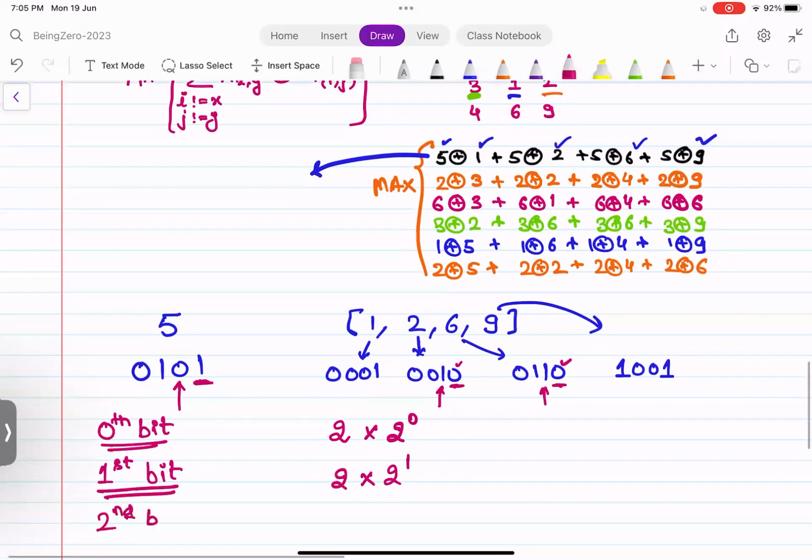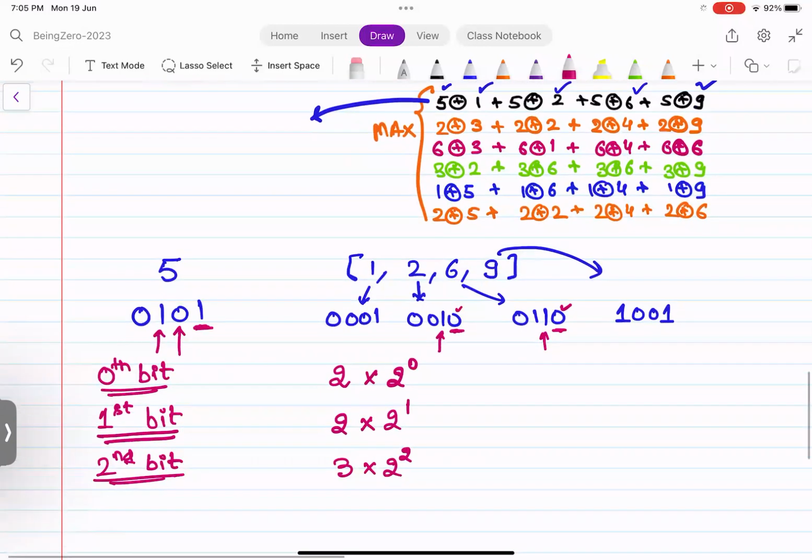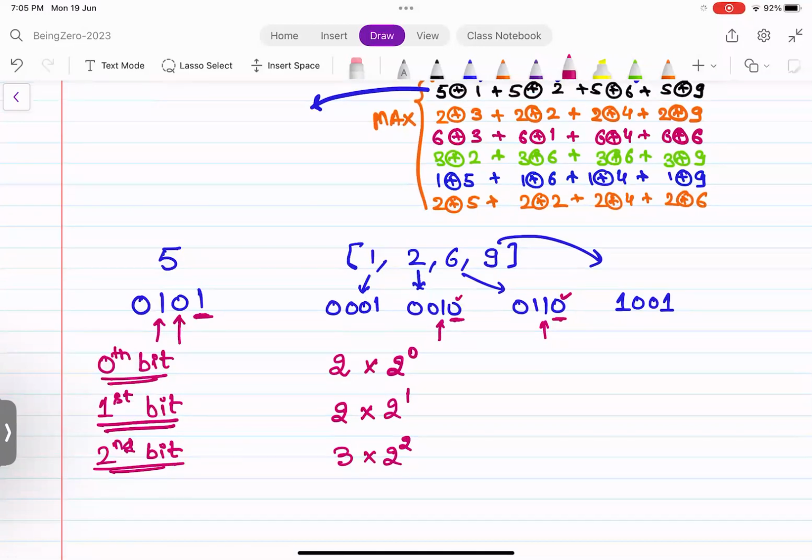Then in the same way, let's go to the second bit. What is the second bit of 5? It is set. How many numbers have the second bit unset out of all four numbers? Three numbers. Those three will give you a 2 to the power 2 contribution.